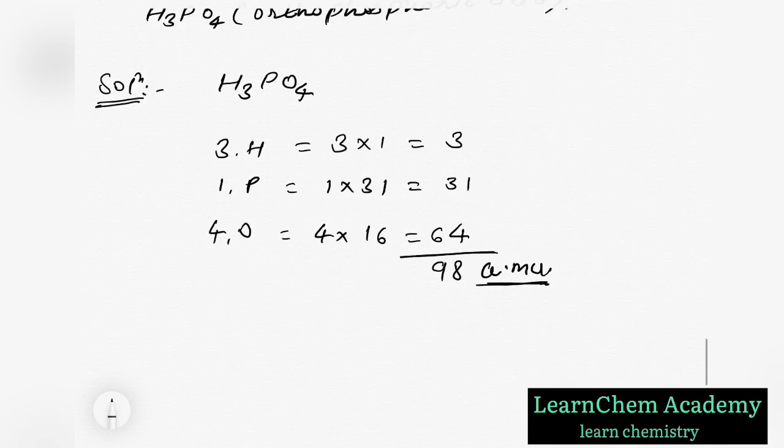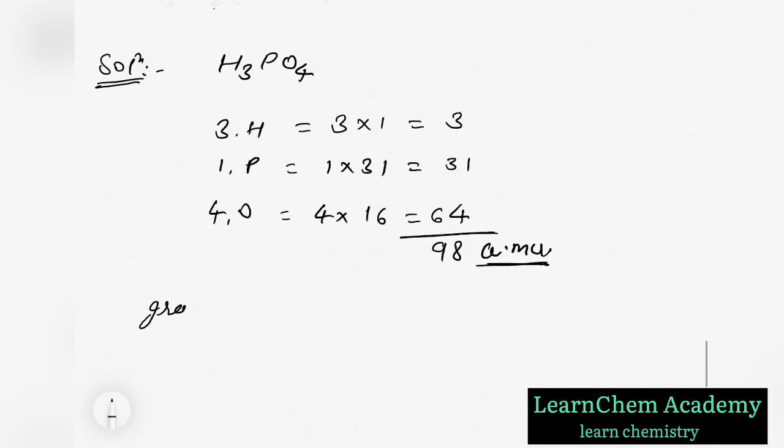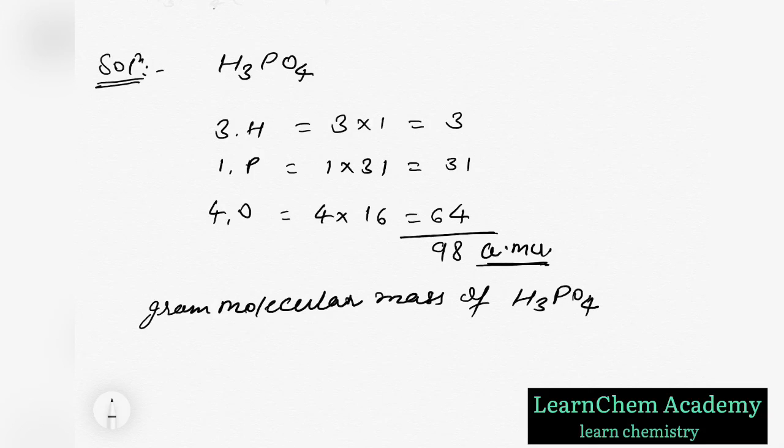And if we want to write the gram molecular mass of H3PO4, phosphoric acid, that will be 98 gram. This is the gram molecular mass of H3PO4. Okay, so these are the different types of calculation of atomic mass and molecular masses. Okay, thank you.